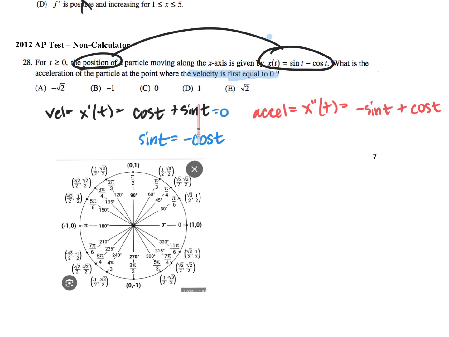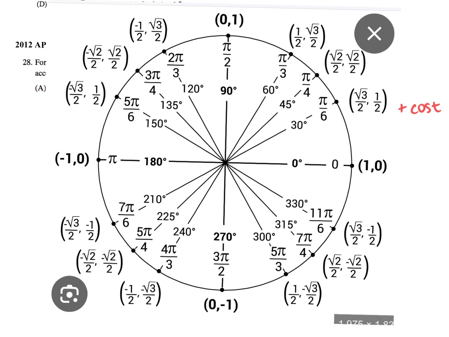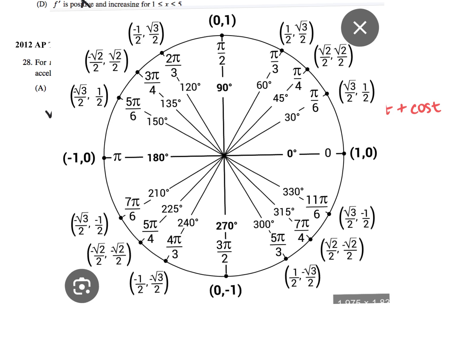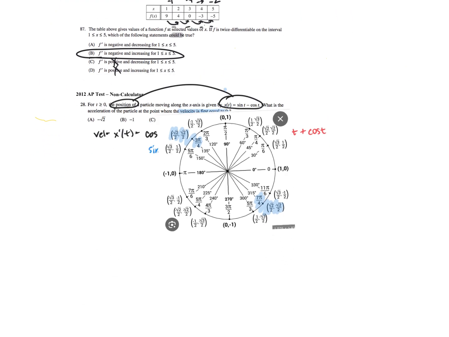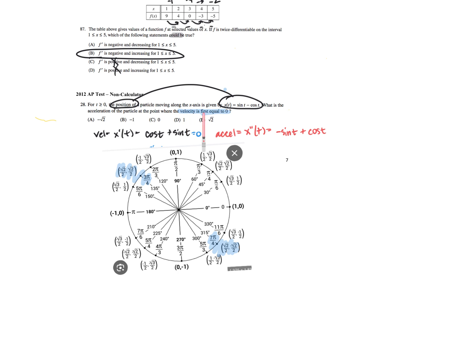When is the sine plus the cosine equal to 0? Or another way to think about it is when is the sine equal to the opposite of the cosine? And this is talking about y and x, right? Whoosh. This is like me blowing up the emojis. When is the sine and the cosine equal to the opposite of each other? Twice. Happens twice. 7 pi over 4 and 3 pi over 4. Check it out. They're really ornery in this question. They say when the velocity is first equal to 0.